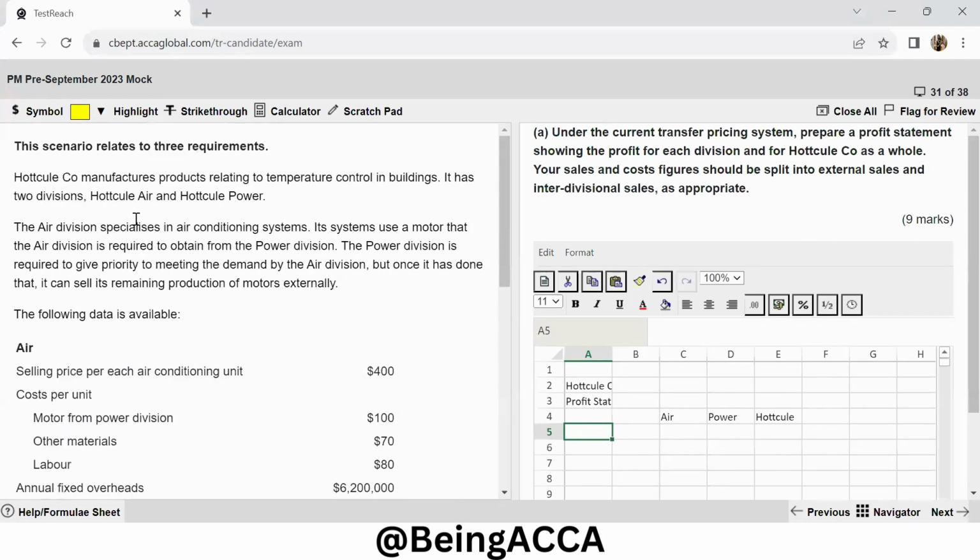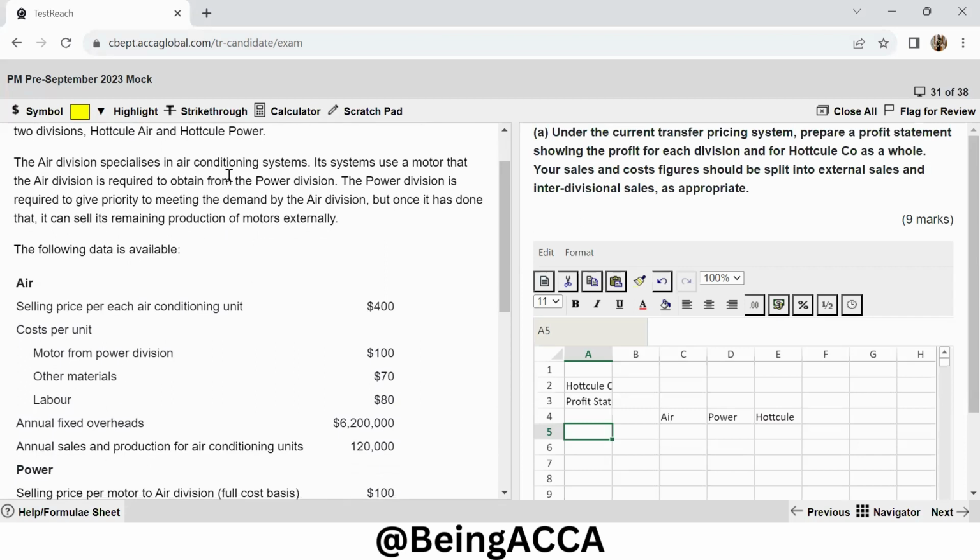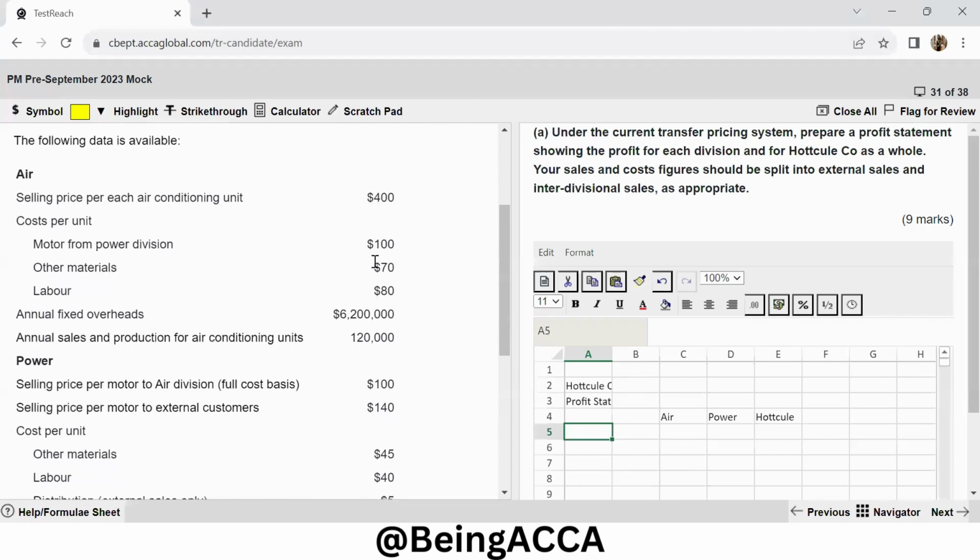Let's read the scenario first. Hottcule Company manufactures products relating to temperature control in buildings. It has 2 divisions, Hottcule Air and Hottcule Power. The air division specializes in air conditioning systems. Its systems use a motor that the air division is required to obtain from the power division. The power division is required to give priority to meeting the demand by the air division, but once it has done that, it can sell its remaining production of motors externally. The following data is also available.